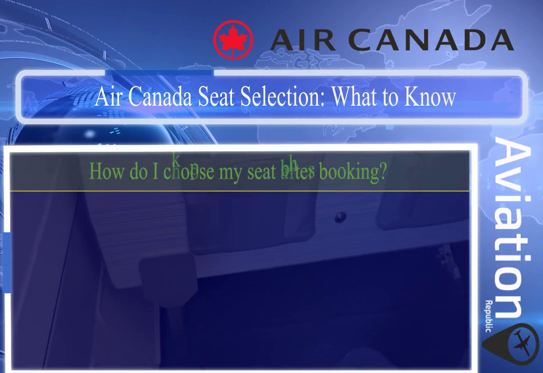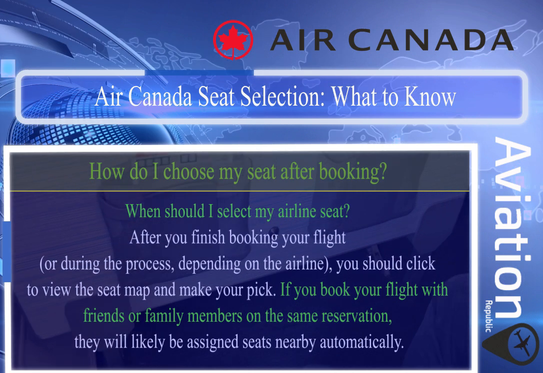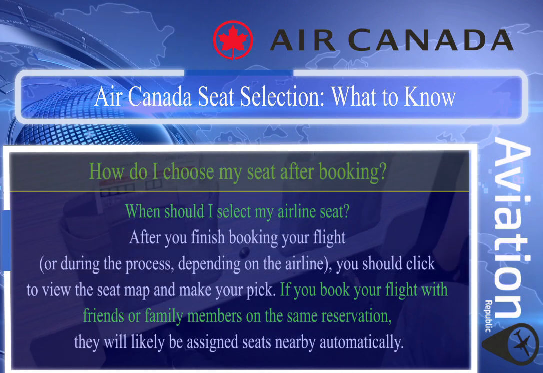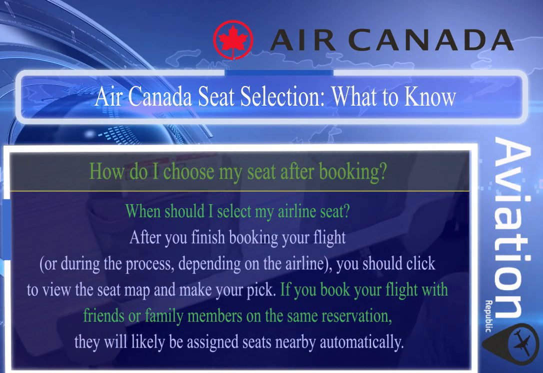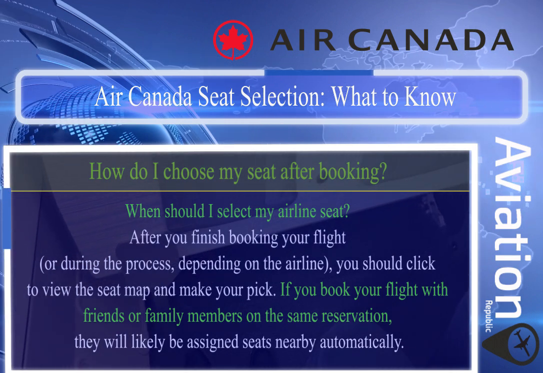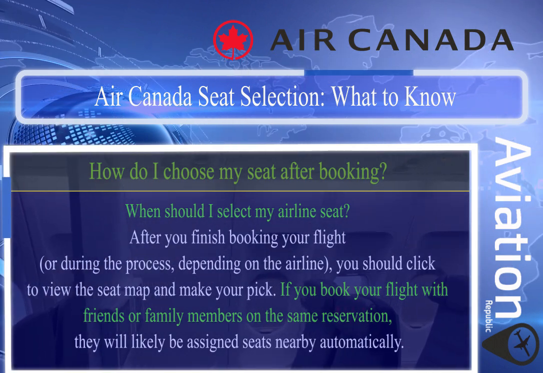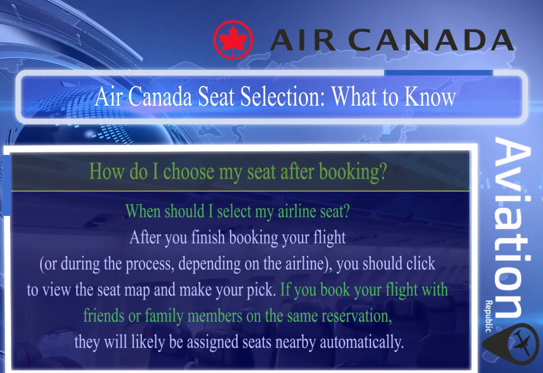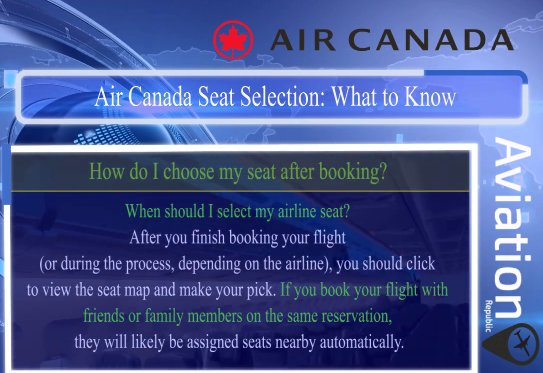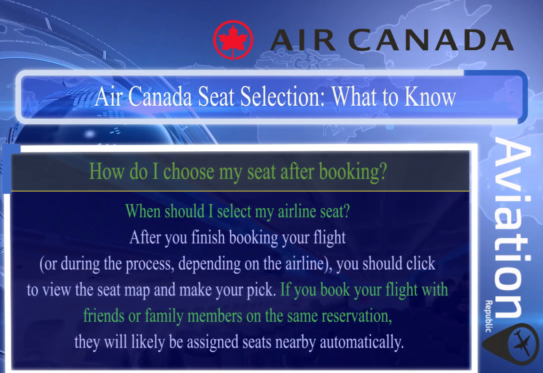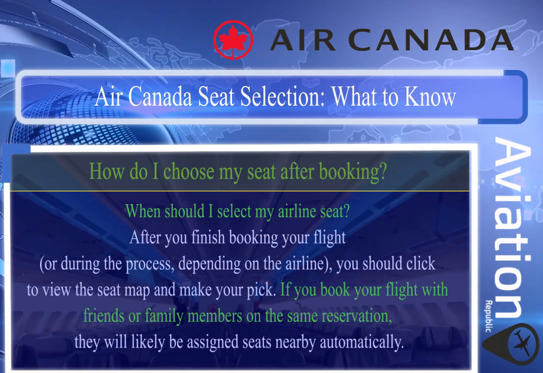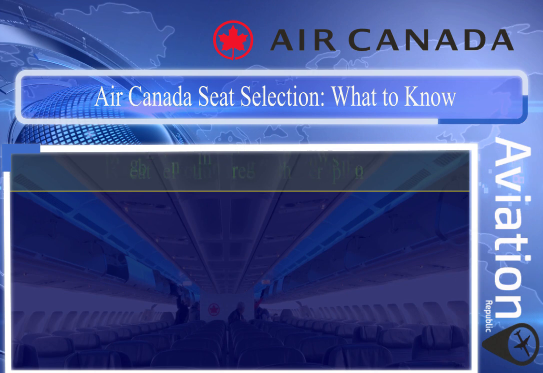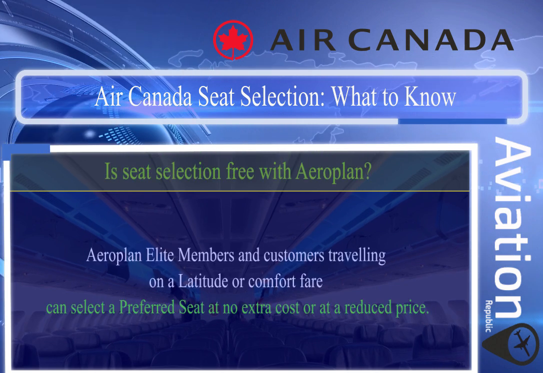How do I choose my seat after booking? When should I select my airline seat? After you finish booking your flight, or during the process, depending on the airline, you should click to view the seat map and make your pick. If you book your flight with friends or family members on the same reservation, they will likely be assigned seats nearby automatically.